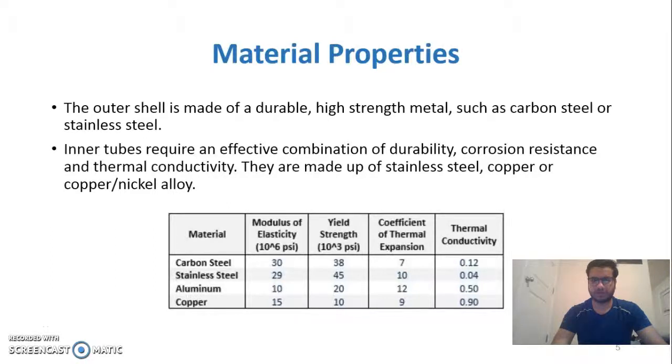So these are the various material properties like modulus of elasticity, yield strength, coefficient of thermal expansion, and thermal conductivity. The last two properties, coefficient of thermal expansion and thermal conductivity, are very important, as shell and tube heat exchangers see a lot of change in temperature. So they are the two important properties for the design and manufacturing of the shell and tube heat exchanger.